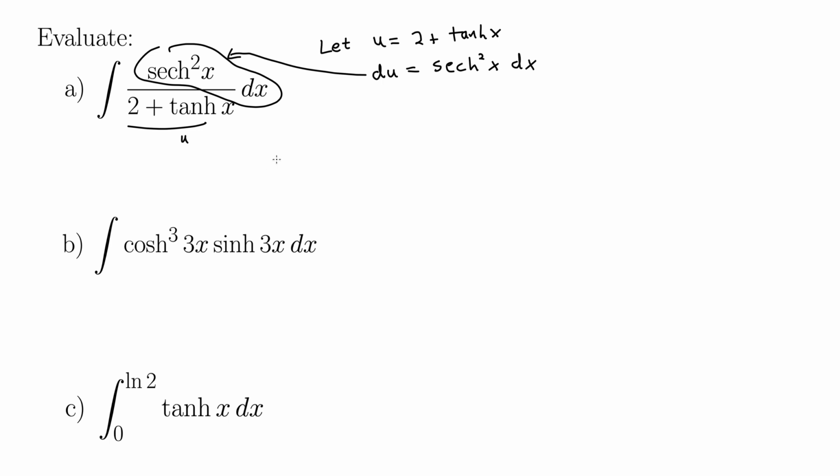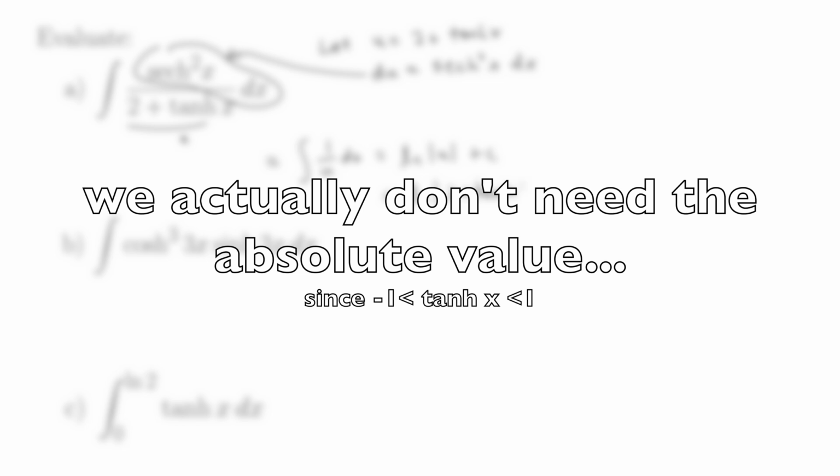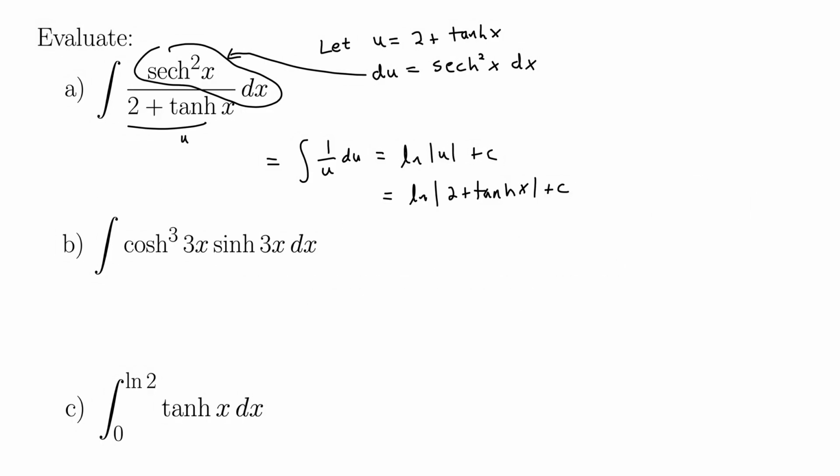So this whole thing becomes the integral of 1 over u du, which we know is natural log absolute value of u plus c, but u is 2 plus tanh x, so natural log absolute value of 2 plus tanh x plus c. So if you're super solid on your integrals using the trigonometric functions, the hyperbolic function integrals will follow quite naturally. Let's take a look at B.